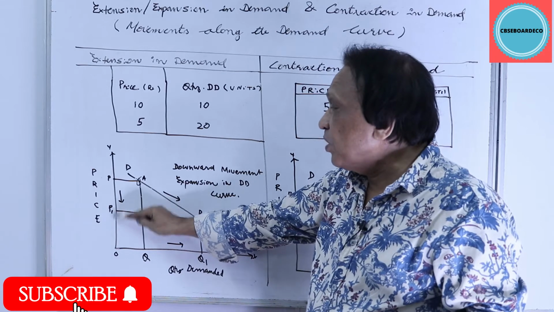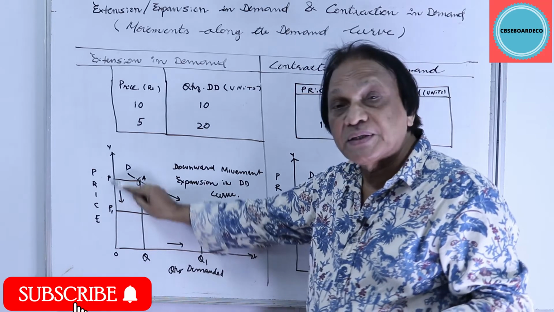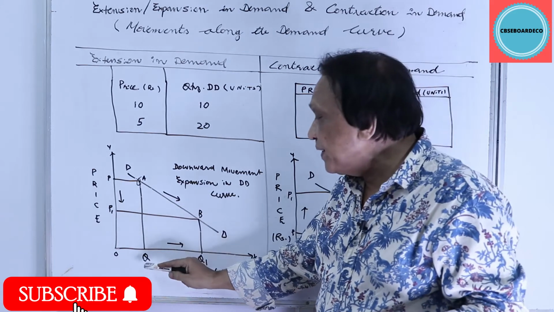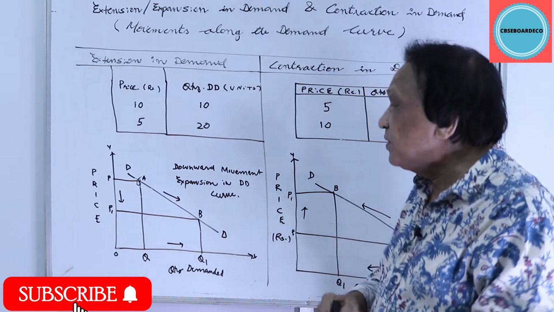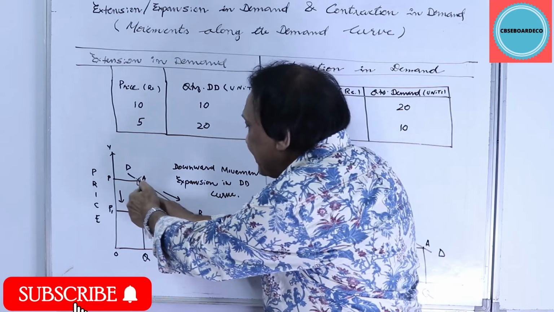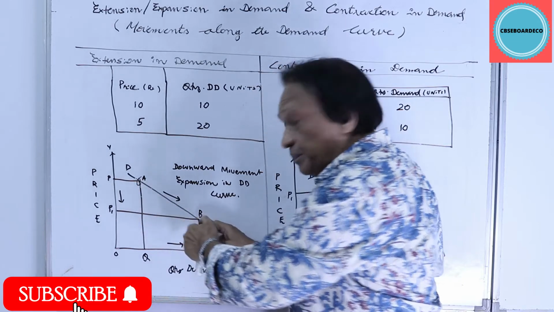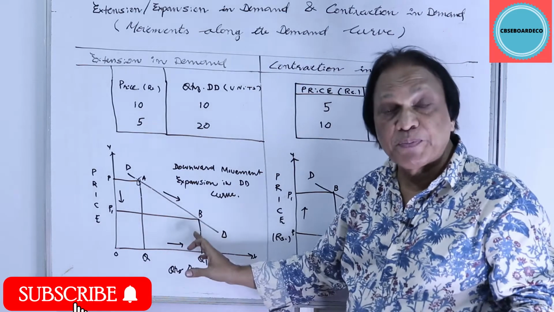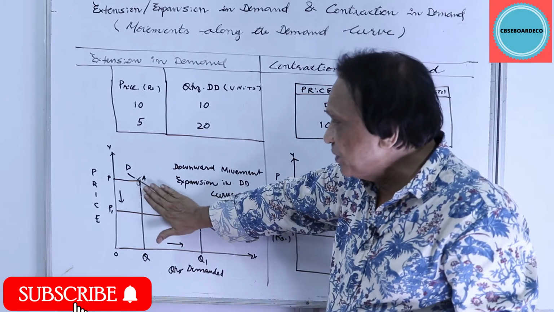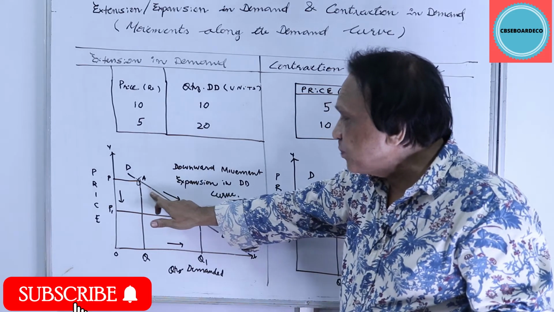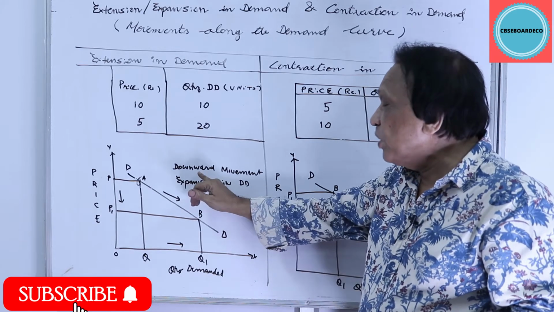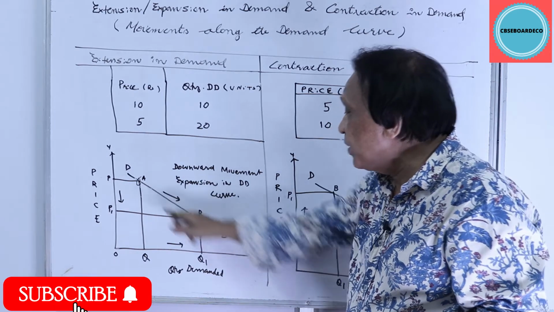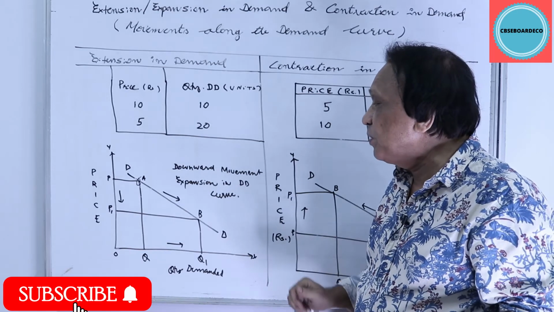The price has come down from OP to OP1. It has come down. See the arrow here. The quantity has gone up from OQ to OQ1 here. So that means the demand curve expanded here from A to B. That's a movement here, expansion in demand. So earlier it was not visible. Now this has expanded here from A to B. This is called downward movement. We are moving downward along the same demand curve at expansion in demand.